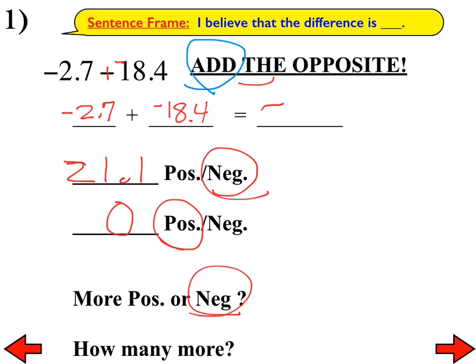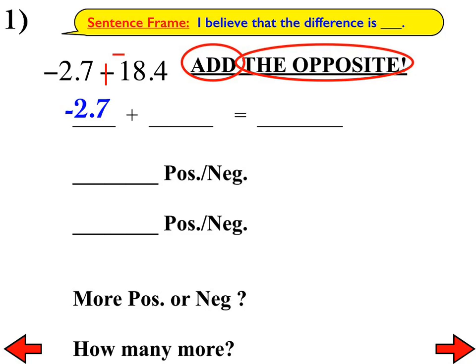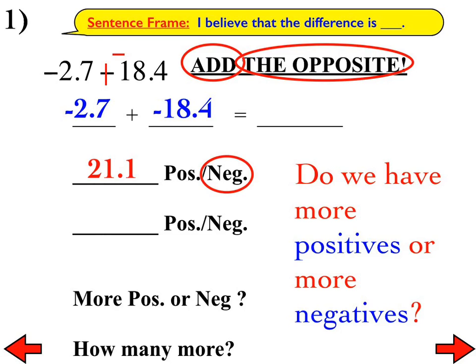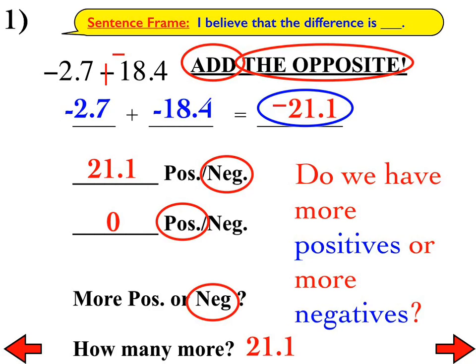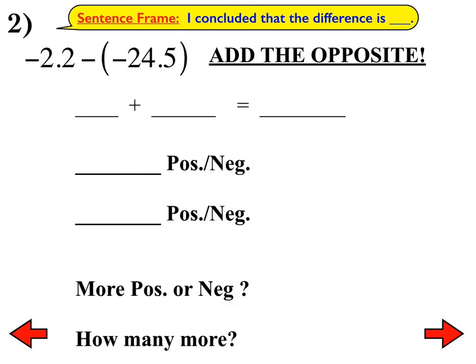How many more negatives do we have than positives? 21.1. That's a silly question in this problem because we had 0 positives. So once again, every single subtraction problem, I want you to write it as an addition problem first. That's called adding the opposite. And then once we do that, it's exactly like we've been doing the last couple of days. Combine your positives, combine your negatives, and then compare them. And in this one, we have 21.1 more negatives. So the difference is, I believe, negative 21 and 1/10. All right. We'll do a couple with the number line a little bit later.